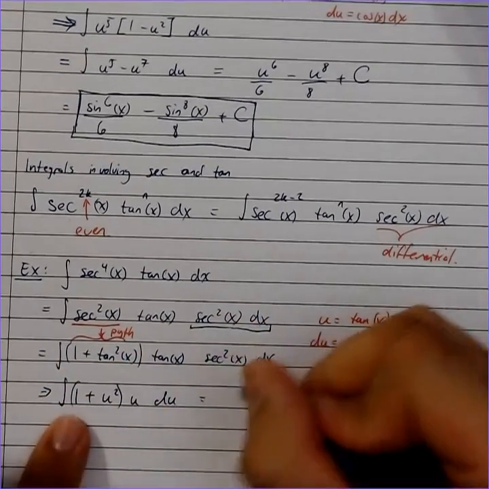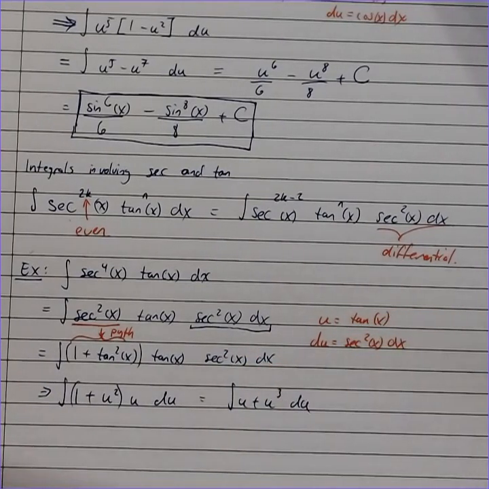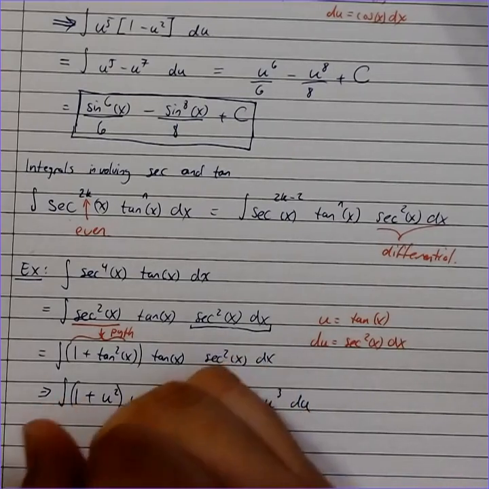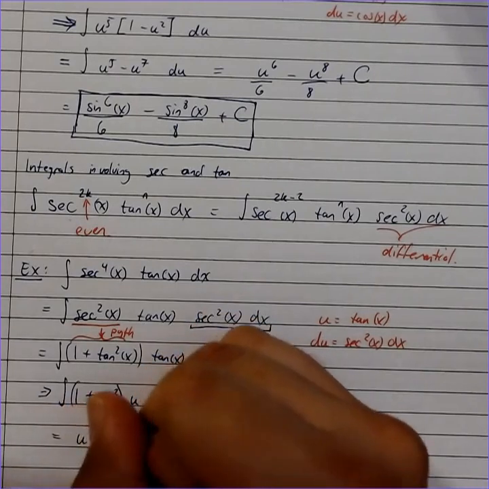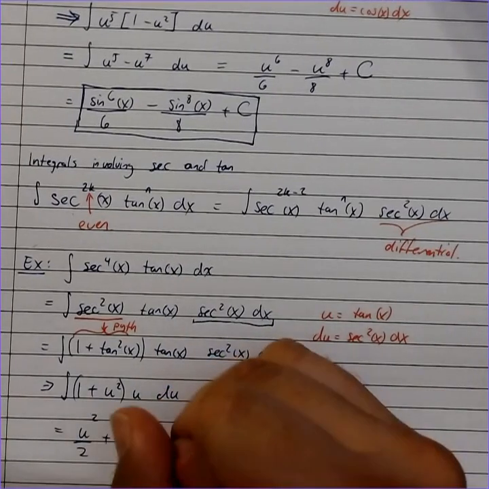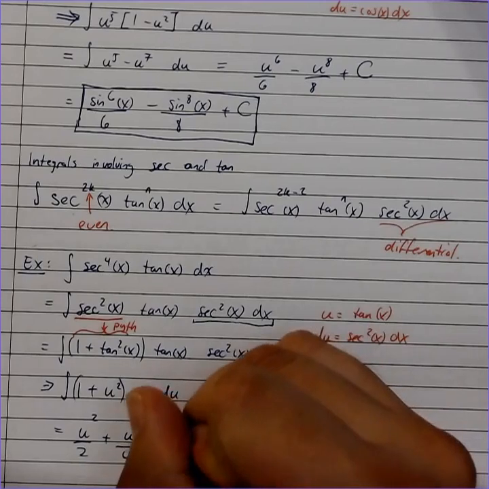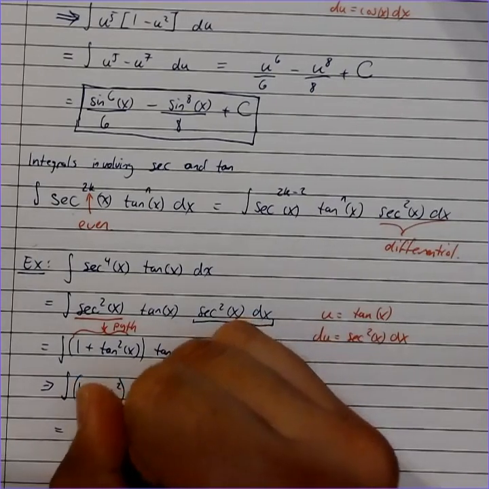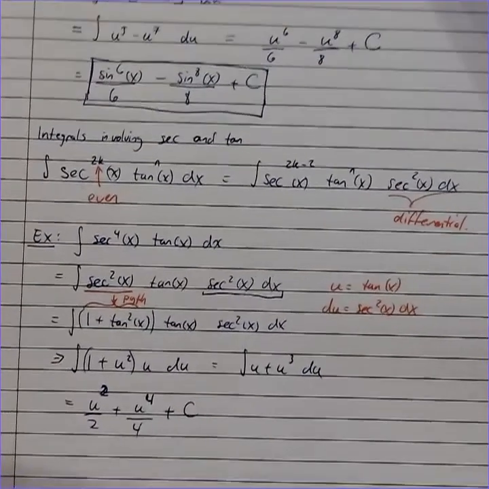We can distribute that u to give us the integral of u plus u to the third du. And now, since that's polynomial, things are nice. Because now that's going to be the antiderivative of u, which is u to the second over 2, plus u to the third. Well, take the integral, that's u to the fourth over 4. And we have our antiderivative. So to find our general antiderivative, we add our constant of integration, as the oracle foretold.